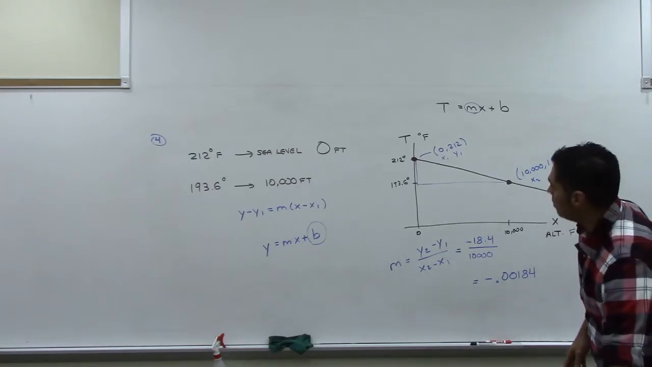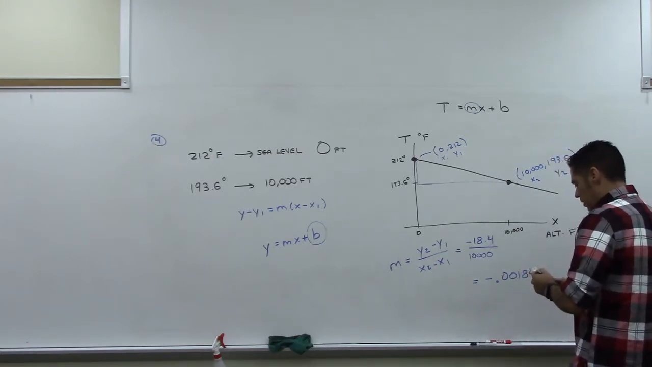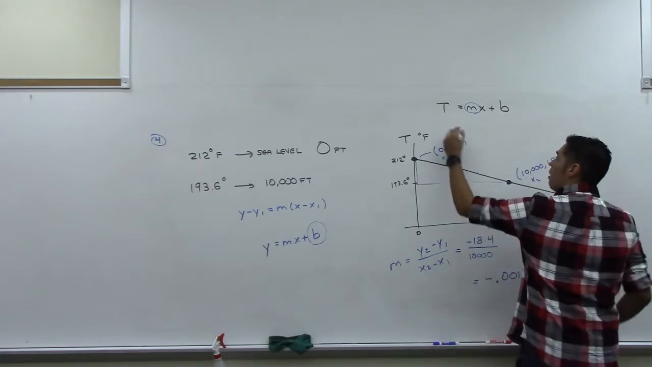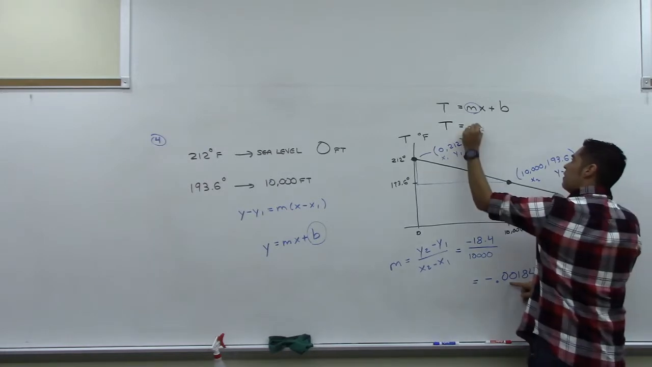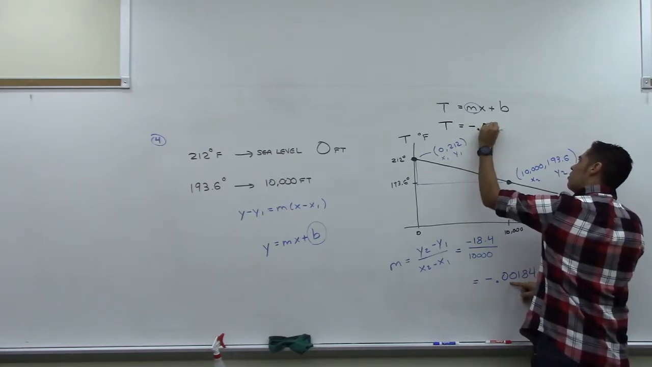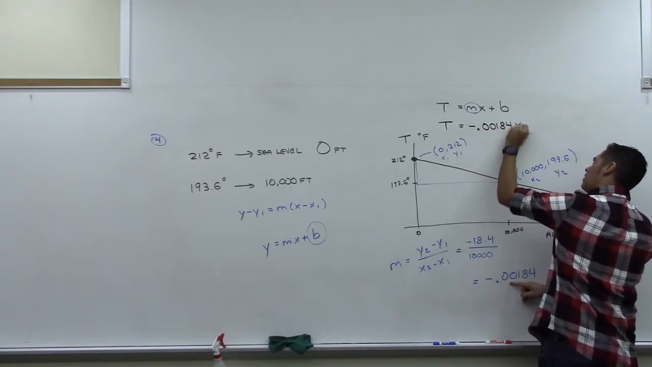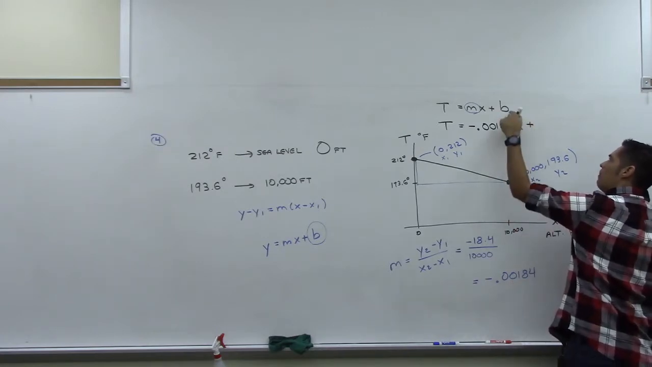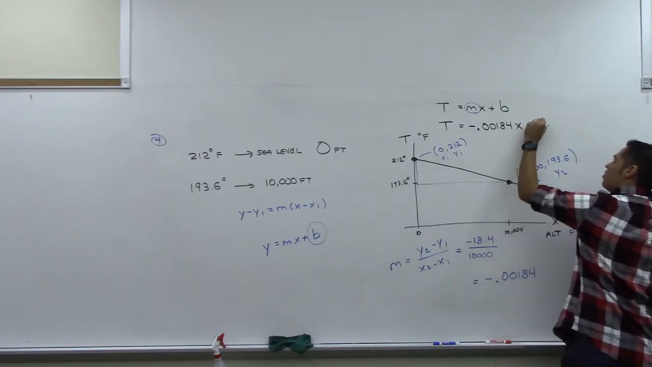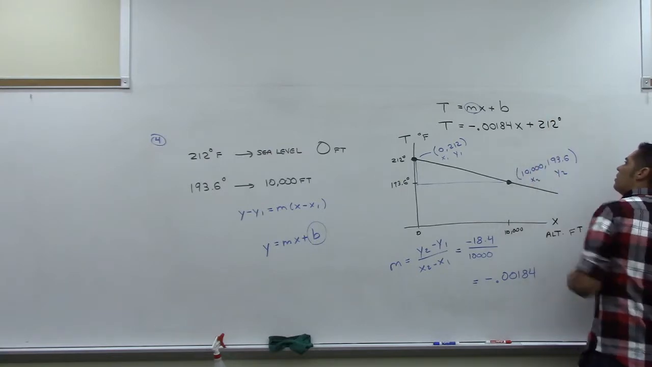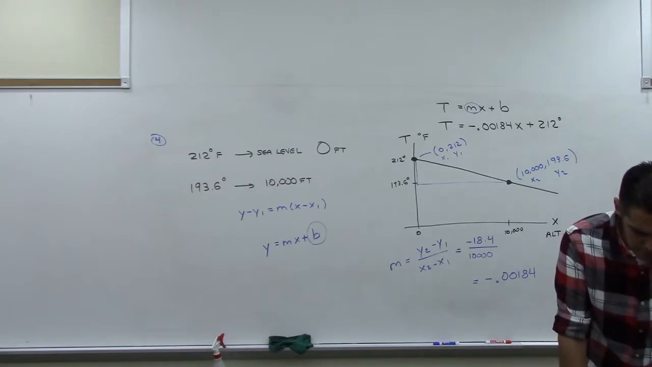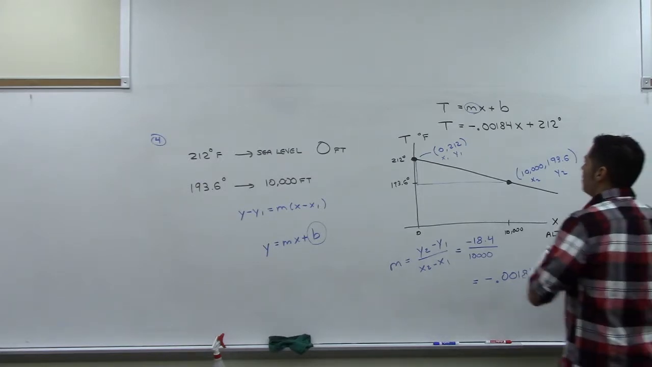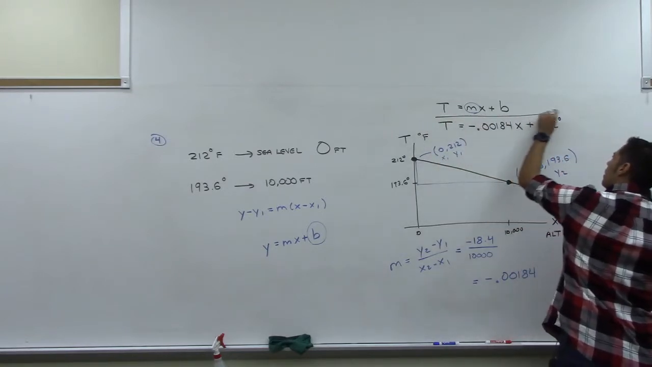So we're ready to have the answer here. T, our temperature, is going to be equal to negative 0.00184 x plus b, which was our y-intercept, 212 degrees. So that's what we're looking for on this problem. Find the relationship. Now we've got the relationship. I'm going to box this up, and let's go on and answer part B.